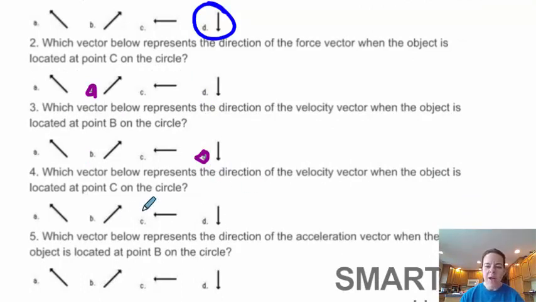For number 4, when we're looking at the object at point C, we would say that our velocity vector is A, it's pointing outward like that.